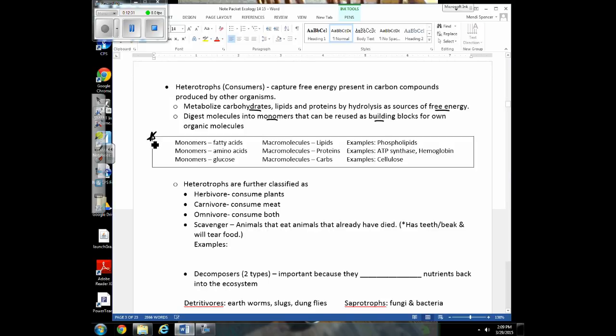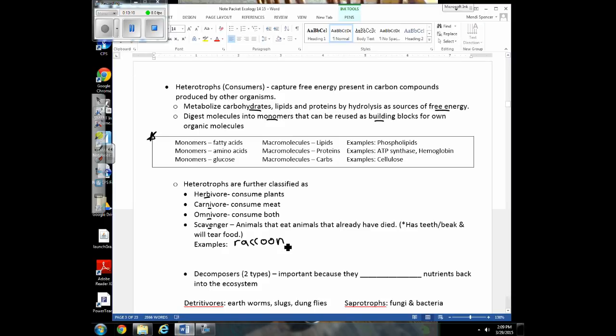So hopefully this diagram still looks familiar to you. So whenever you eat food, you break it down into monomers, and those monomers can be reused by you to build your own organic molecules. Heterotrophs can further be classified as herbivores, carnivores, omnivores, scavengers, and decomposers. Of course, herbivores mean that the organism is eating plants, carnivores eat meat, omnivores will consume both. Scavengers, think of anything that will dig through your trash. That's basically a scavenger. You probably think of a raccoon, or a possum, or a mouse, or a rat.